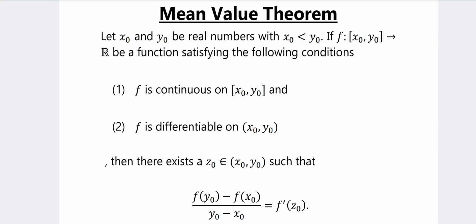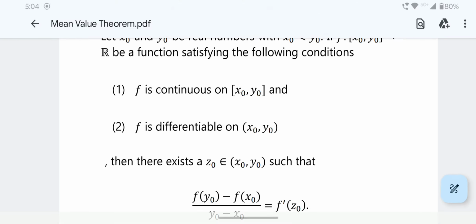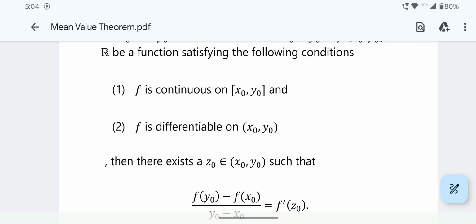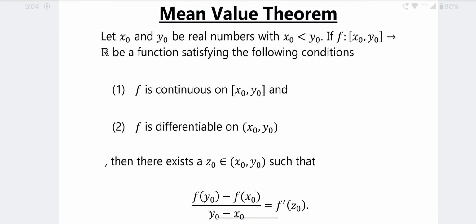Then there always exists a point z naught between x naught and y naught such that (f(y naught) minus f(x naught)) upon (y naught minus x naught) is equal to the derivative at z naught. The meaning of this theorem is that joining the points f(y naught) and f(x naught), you will get a chord. That chord is parallel to the tangent, with slope the derivative evaluated at z naught.